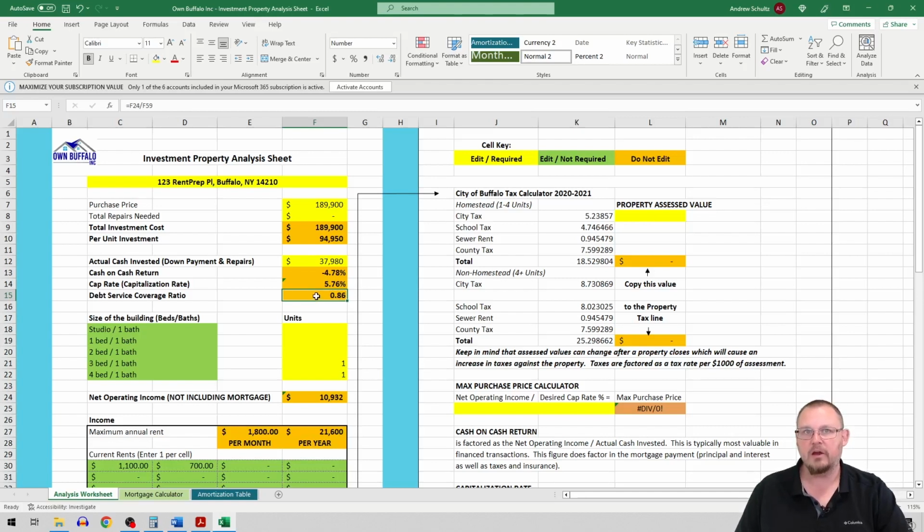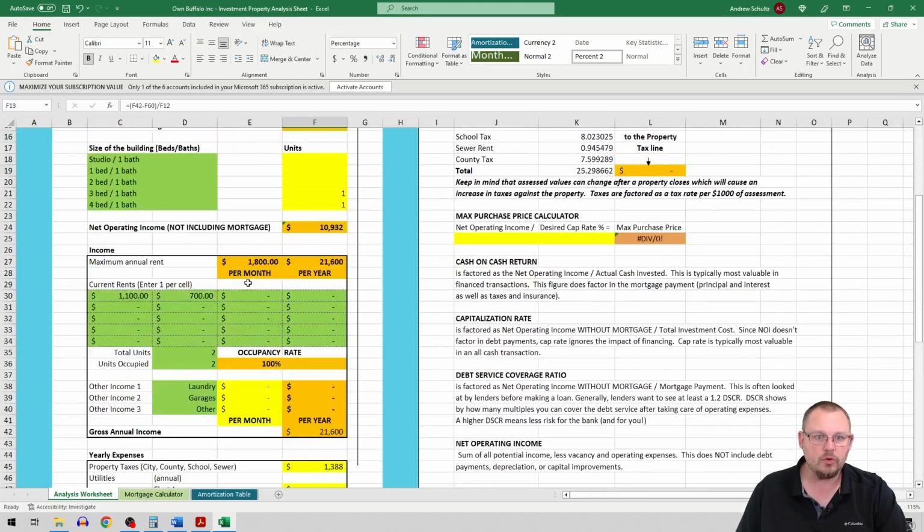Anything above and beyond a 1.0 is where the property would be deemed profitable, where you're actually generating more than what the property is costing you to service the debt load and other associated costs. So at this point, this property is not looking real great. That cap rate is not real wonderful for the Buffalo market. I would like to see a cap rate on a duplex of at least 10%. And then the cash on cash return is negative.